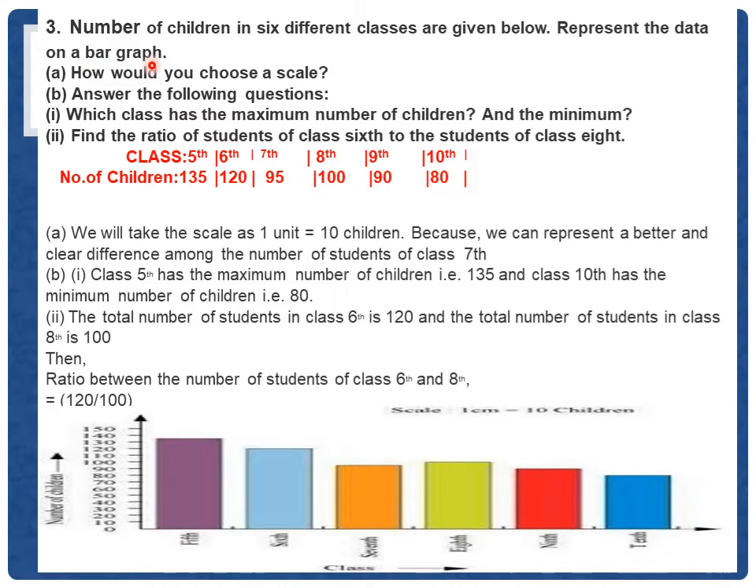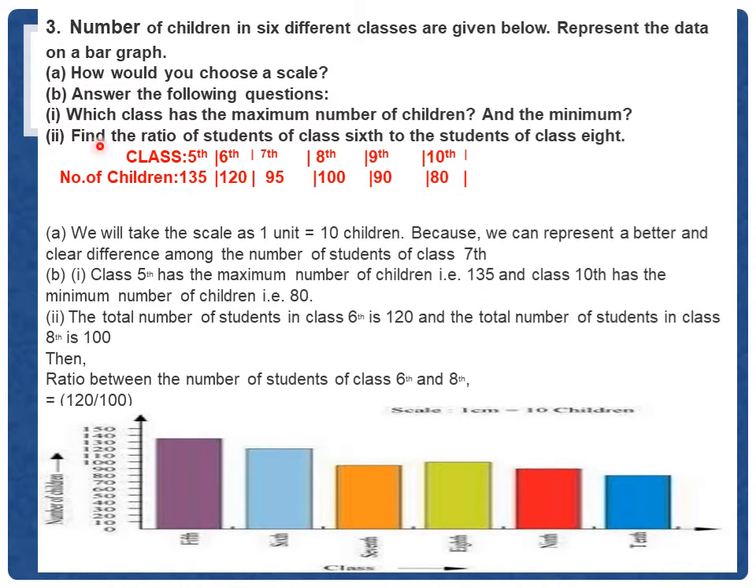So you have to represent the data on the bar graph. Here is the data. How would you choose a scale? How you are choosing the scale, that we have to describe it and answer the following question. What are the questions we have to answer? Which class has the maximum number of children and the minimum? Find the ratio of students of class 6 to the students of class 8. So the data is class 5, 135 students, 6th, 120, 7th, 95, 8th 100, 9th is 90 and 10th is 80.